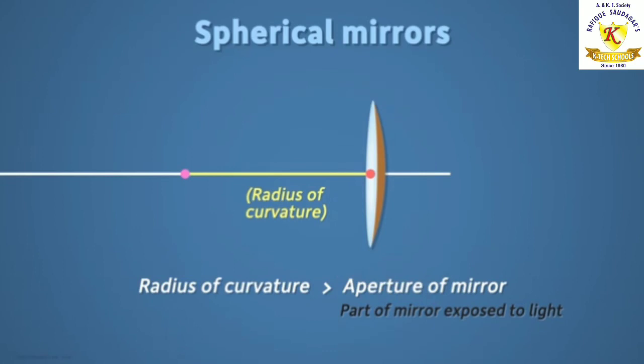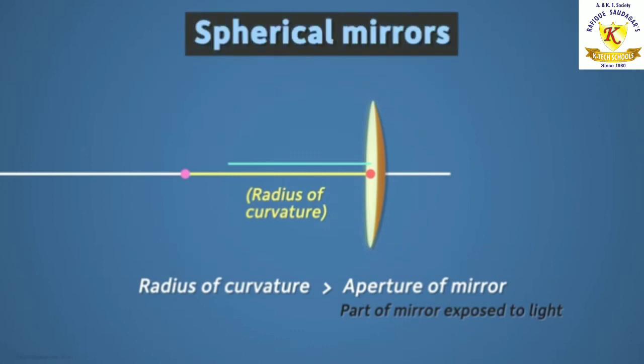In our mirror, this is the aperture. Since the light can be incident anywhere in this region, if we hide some part of the mirror by an opaque substance, then its aperture is reduced. Mathematically, it is this length. So, the mirror which we are considering is one in which the aperture is much smaller than the radius of curvature. So, children, these were a few terms related to spherical mirrors.